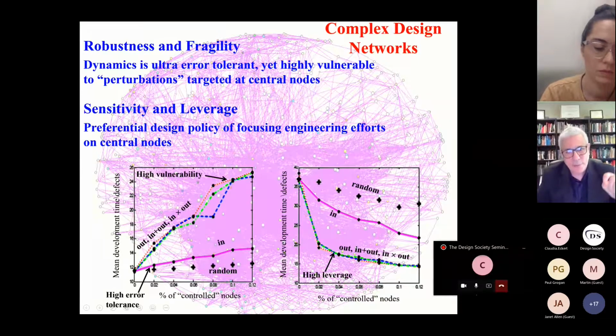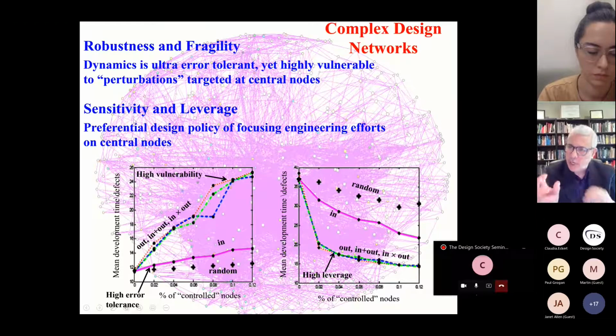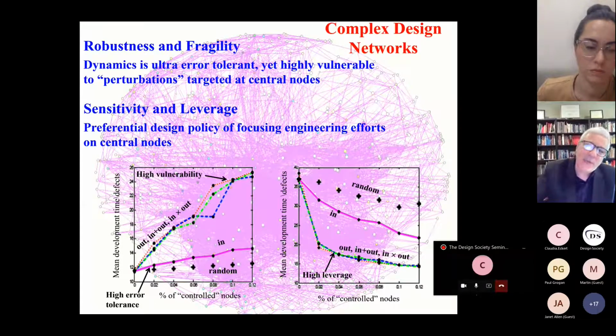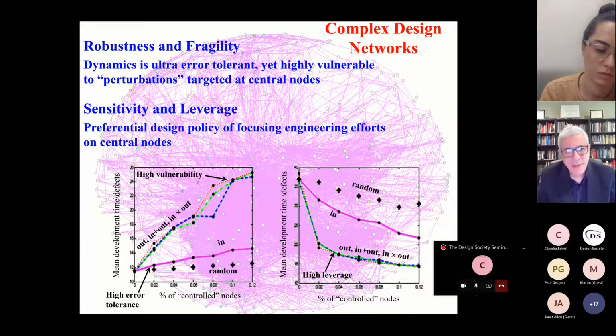Another related property is the idea that any design system is sensitive to changes related to those design hubs, which means you have leverage and you can actually change the system to achieve the results that you want. So the idea is that preferential design policies that focus engineering efforts on those design hubs will lead towards improvement.